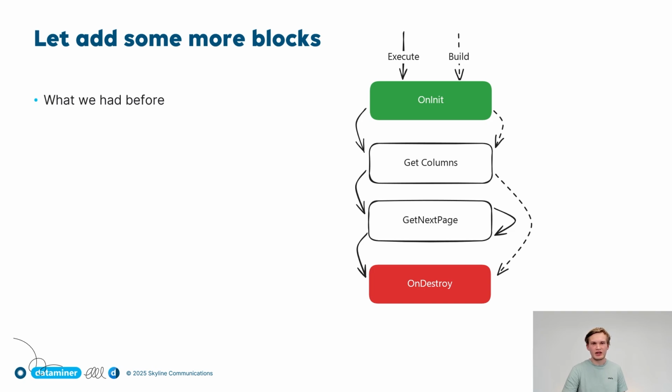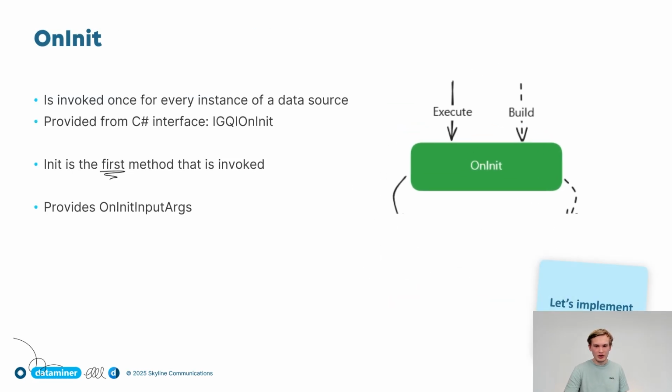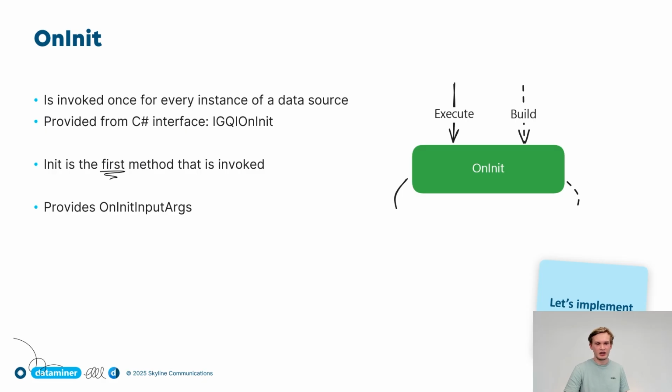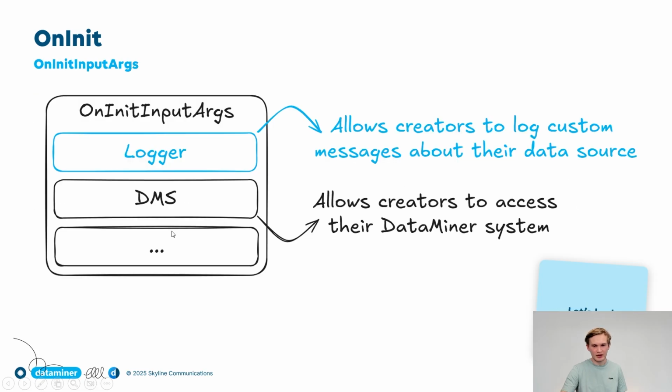Do note that both of these can be used independently. They are not required to be used together, but you can do both. The important one is going to be our onInit. It's going to be the first piece of code that's always going to be executed. And importantly, it provides us with the onInit input args. Why is that important? Because it provides us with two important objects, being our logger, which will allow us to log, and the DMS object, which will allow us to interact with our DataMiner system, which I will show you a bit later.